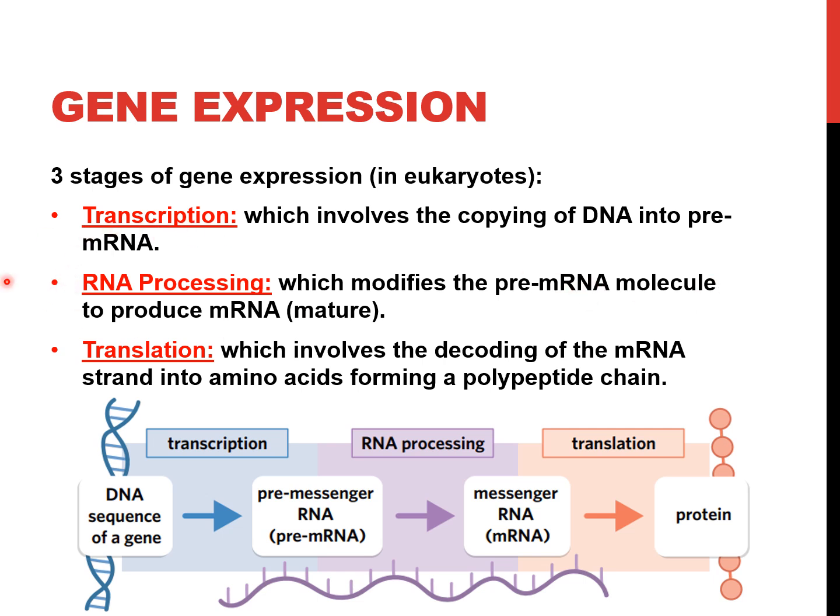When you transcribe something, you're rewriting it. All right, so the DNA is rewritten into pre-messenger RNA. RNA processing is the second step here. It modifies the pre-messenger RNA molecule to produce mature messenger RNA. So things get attached and things happen, and then it becomes mature. Okay, and really this step is just to allow it to go through the ribosome efficiently. Okay, and lastly, it's then sent to the ribosome, and that's where translation, the 3rd step, will occur.